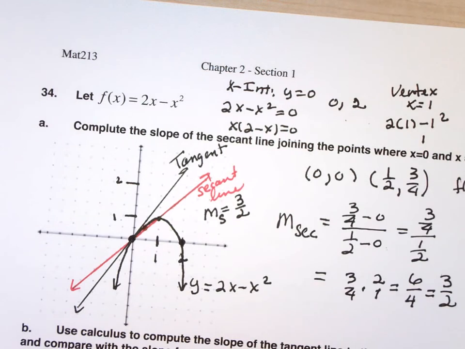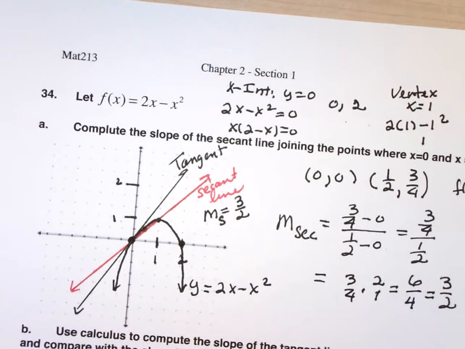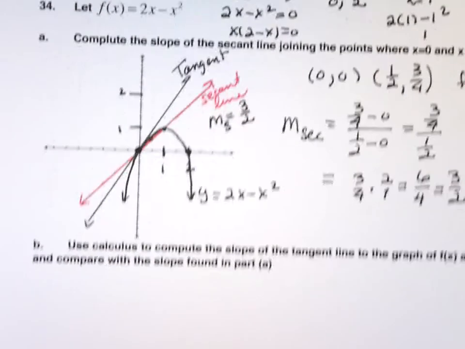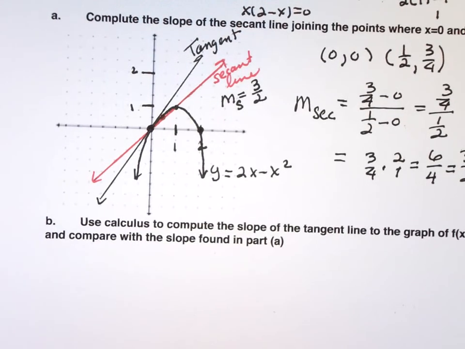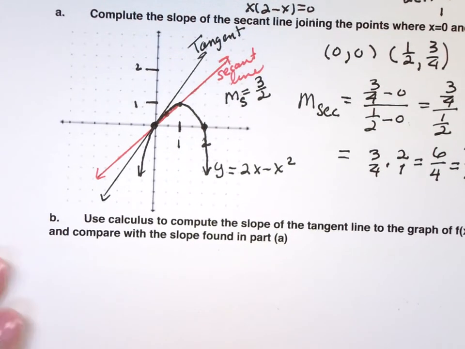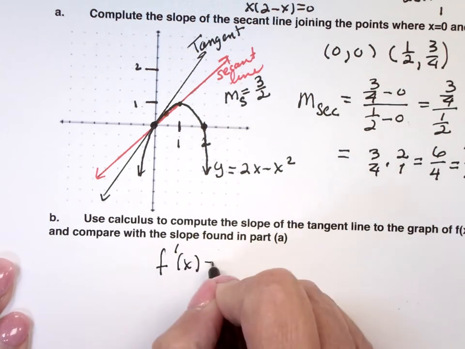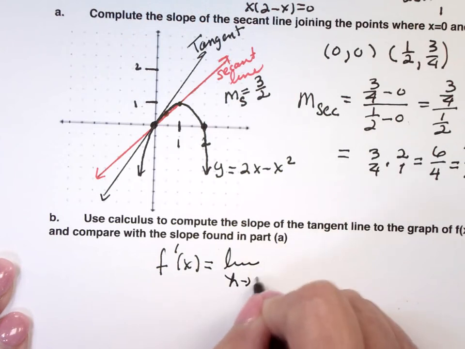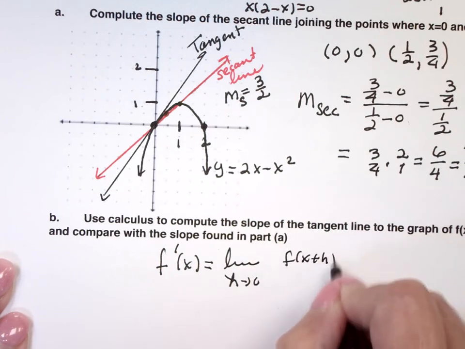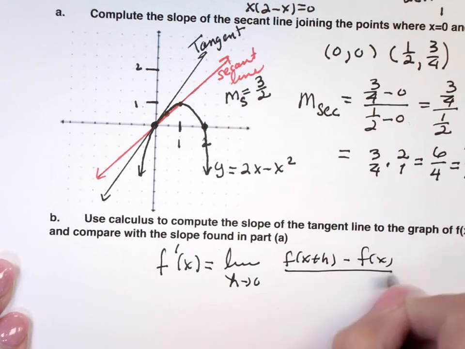Now, if you take a look at the difference, the slope of the secant is one way, and then it gets bigger. So the slope of the tangent is going to be steeper. That number I should get should be bigger than 3/2. Well, let's see. Now we know what the drill is. Use calculus to compute the slope of the tangent. Remember, the slope of the tangent is f prime of x, which is the limit as h goes to 0 of f of x plus h minus f of x all over h.